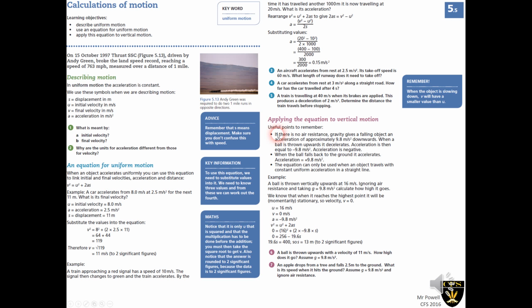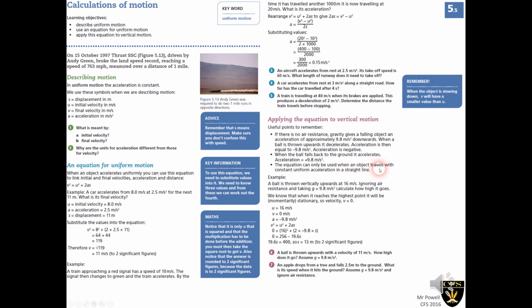So we've got to think about this. If we apply this idea to vertical motion, but where there's no air resistance, so they've made it quite simple for GCSE. If we think about gravity, it gives a falling object an acceleration of 9.8 meters per second squared downwards. But when a ball is thrown upwards, clearly it decelerates, so as it gets to the top of its flight, it goes slower and slower, and then it stops, almost like it's in a cartoon. And then the acceleration will be minus 9.8, negative. So then when the ball falls back to the ground, the acceleration is positive 9.8 meters per second squared.